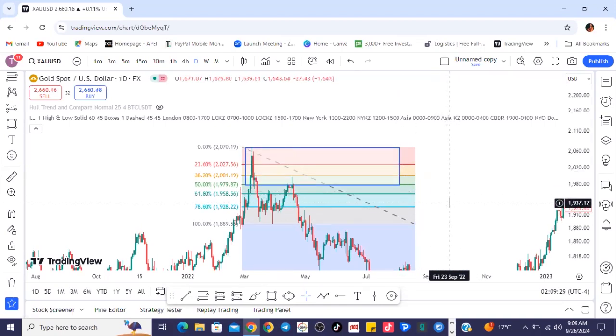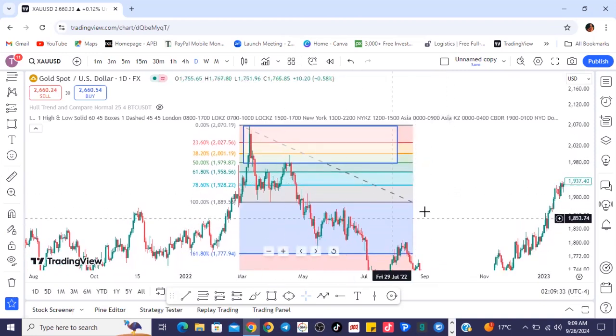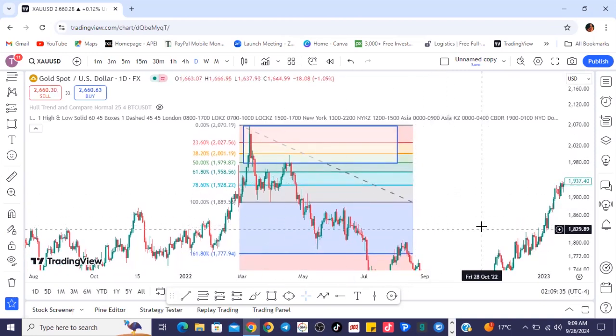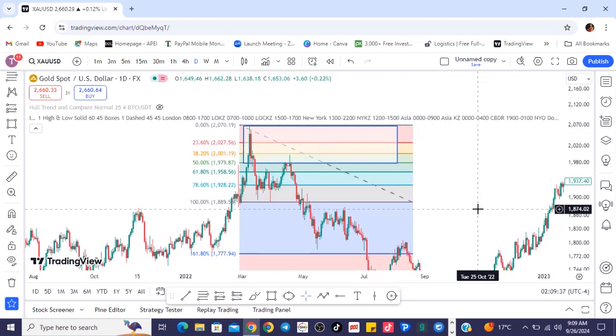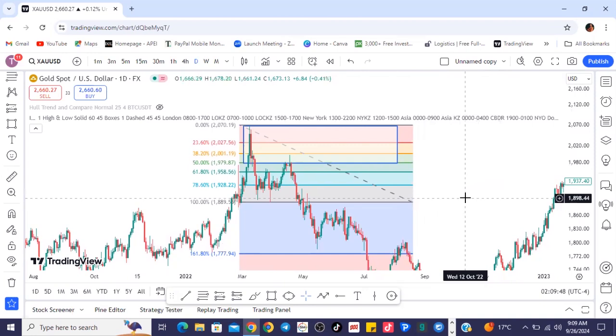So then after that, you also understand the extension levels, because the extension levels will act as your take profit levels, all right? And the extension levels, you have talked about 61.8%, 100%, 127.2%, 161.8%, and also 261.8%.